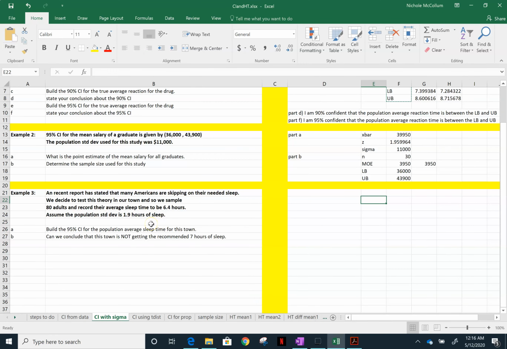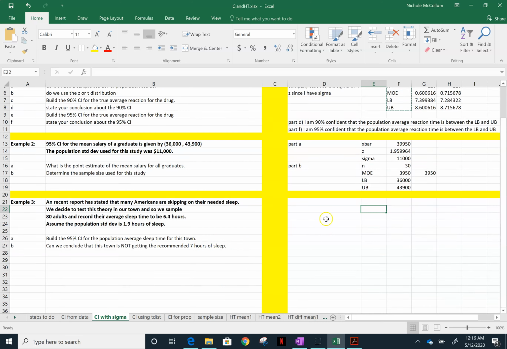Well, let's read. A recent study has stated that many Americans are skipping on their needed sleep. We decided to test this theory in our town, and so we sample 80 adults and record their average sleep time to be 6.4 hours. Assume the population standard deviation is 1.9 hours. And there it is.